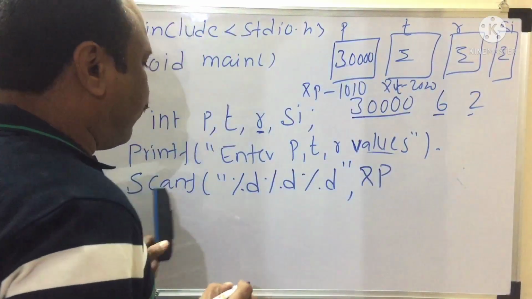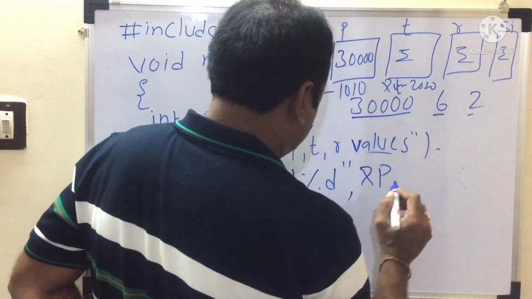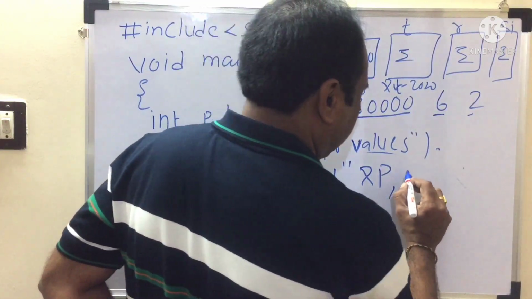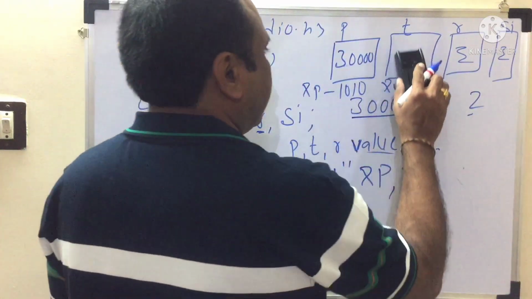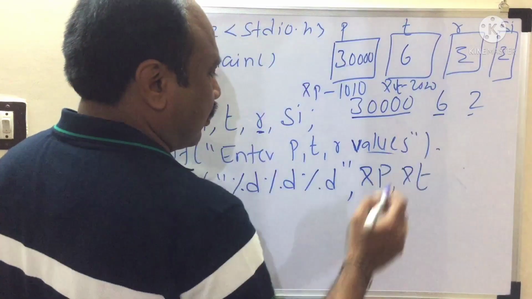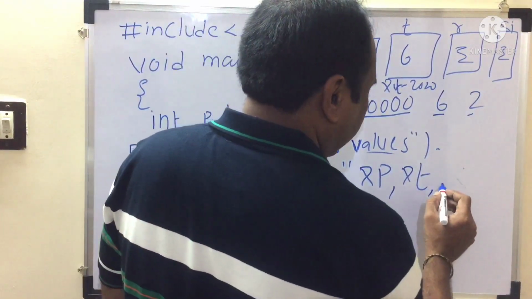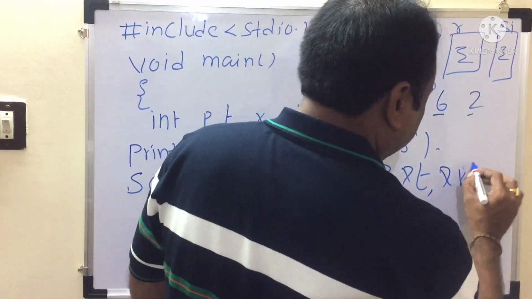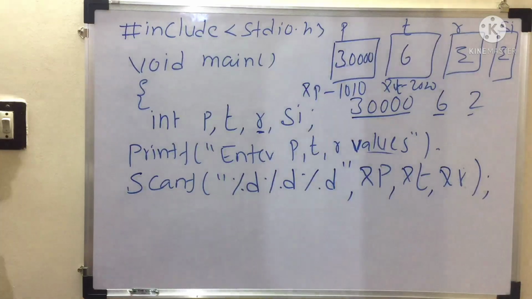Next, scanf %d reads the second value. Where do I have to store it? Under the name T, the time period. The second value, that means 6, is stored under the name T. Then the rate of interest: scanf %d reads it under the name R, with ampersand.